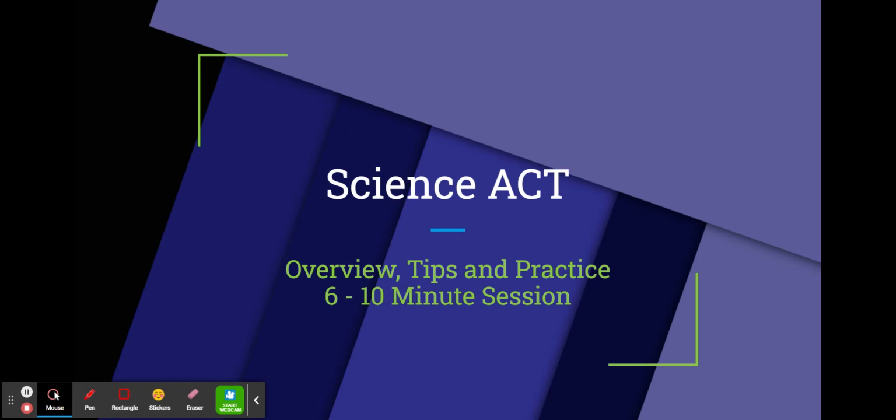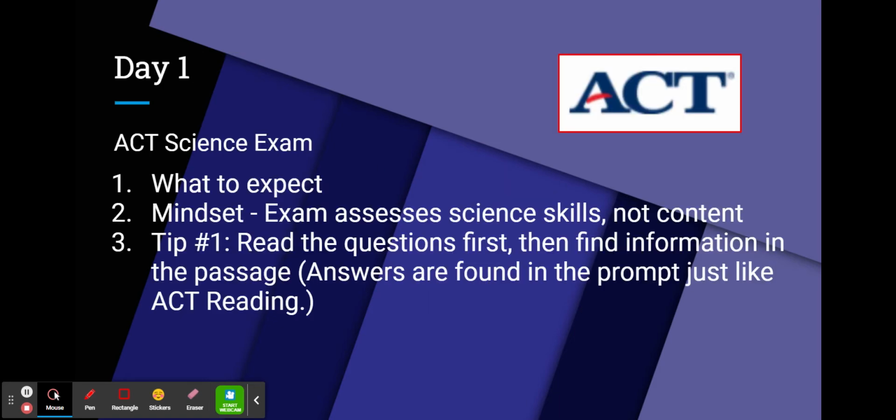In your junior advisories, you've already gone over when you're taking the ACT and the importance of doing well on the ACT. Now, in your science classes, we're going to spend 6 little mini lessons, totaling maybe 60 minutes, on some overview, tips, and practice of the science ACT to help calm your nerves and know what to expect on the exam.